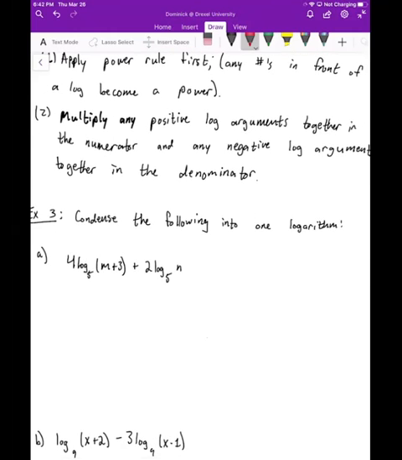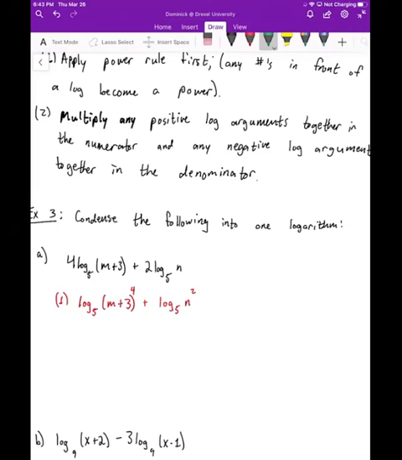So in part A, again, the first thing that we generally want to do is apply the power rule. So this 4 is going to come up top. And we have log base 5 of m plus 3, and this is now going to be to the 4th power. All right. Now the 2 on this term will become this power.